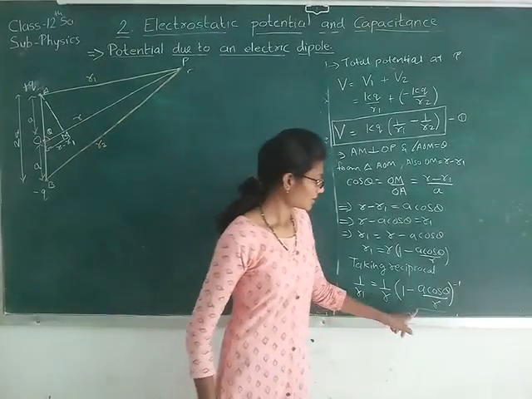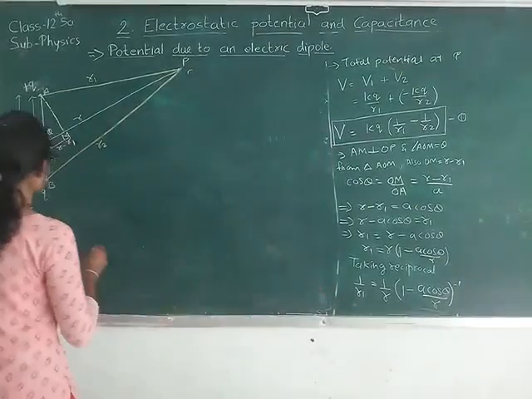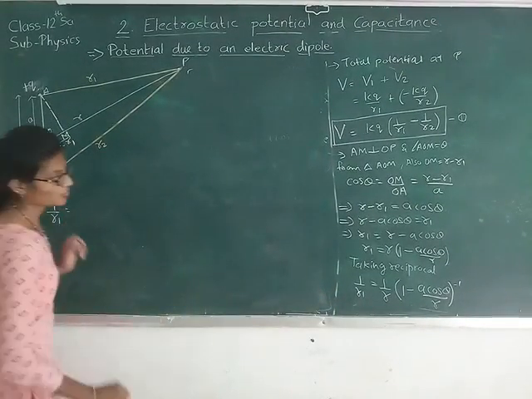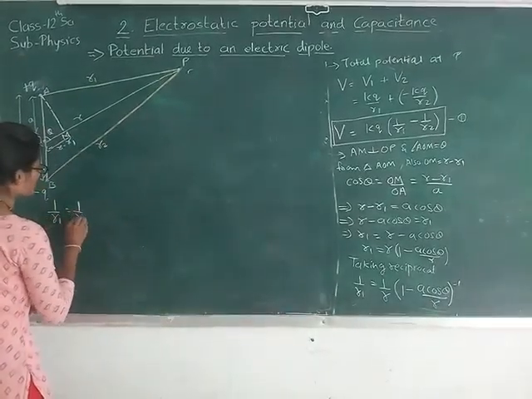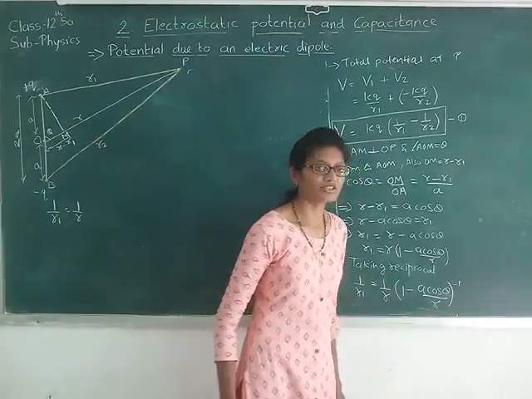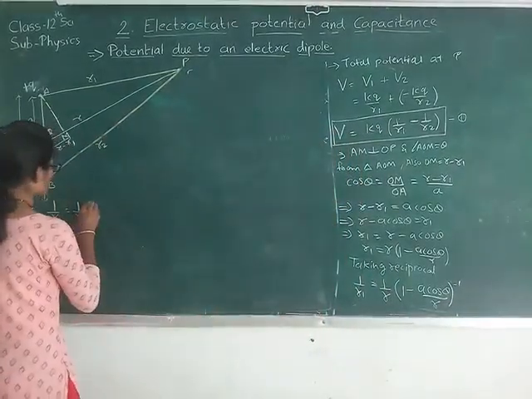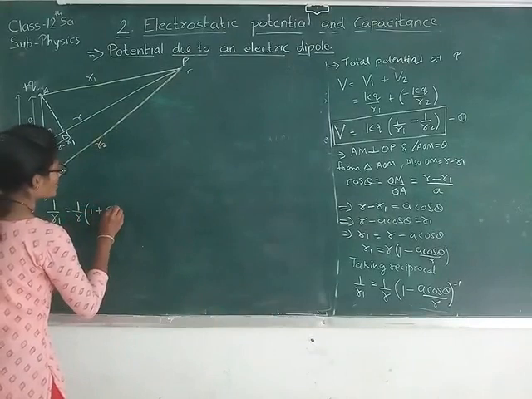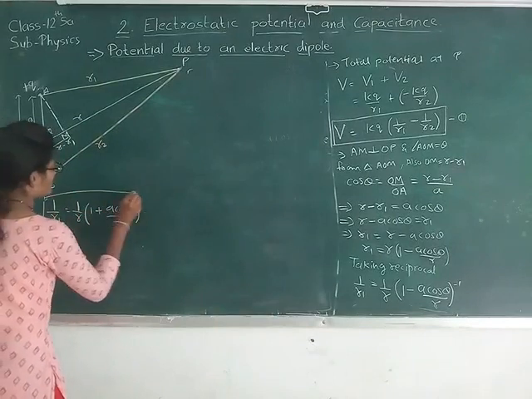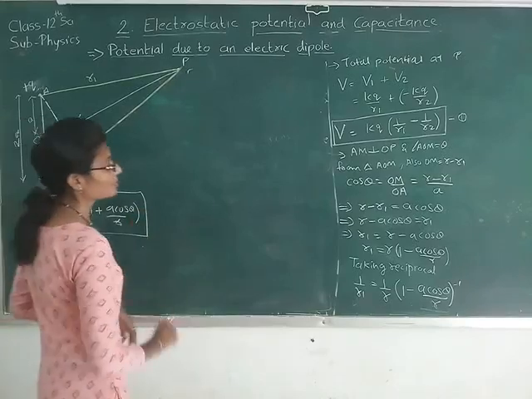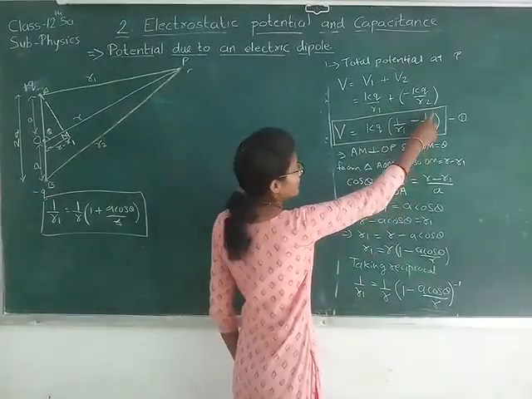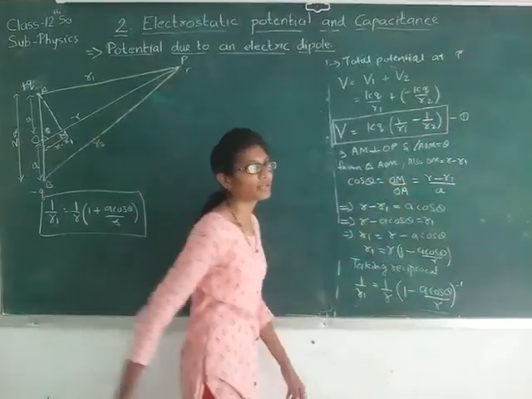Now, writing this equation for 1 upon r1, that is equals to 1 by r. What we got for 1 minus a cos theta by r raised to minus 1 is 1 plus a cos theta by r. Now, what we need to find? We got this 1 upon r1 value. Now here we need to find 1 upon r2.